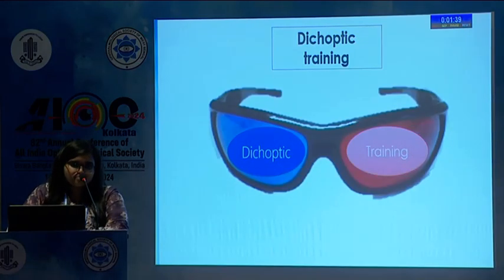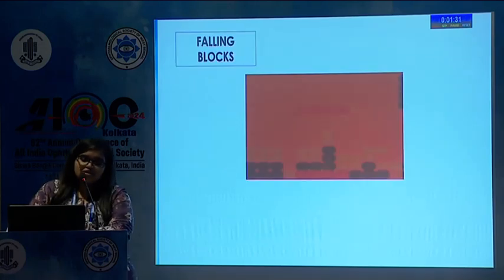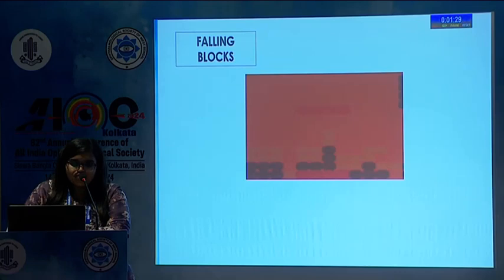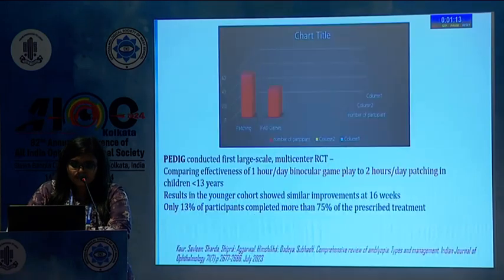And this is used to overcome interocular suppression. The patient is given falling block games, in which red is of high contrast and blue is of low contrast. The BRAVO study was done to compare the efficacy of binocular video games with placebo video games, and at the end of 6 weeks, it did not show any improvement with either of them.